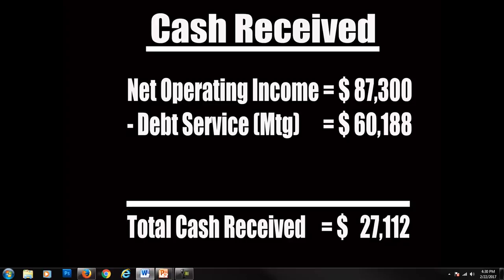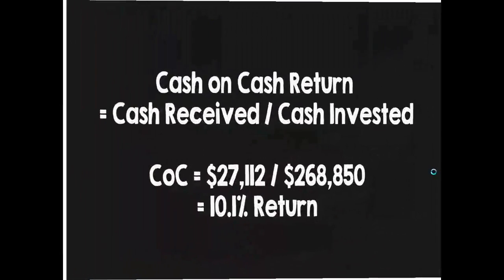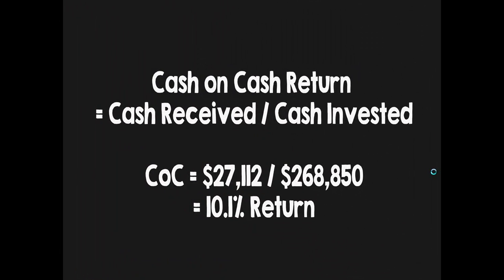So we take that $27,000 that we just figured out and we're going to divide it by $268,850. Remember, that's the cash we put in. And we get a cash-on-cash return of 10.1%. We're actually making a better return than we saw on the cap rate. So by borrowing money, we're actually making a better return on our money, and we don't have to put out that entire $950,000 in cash.